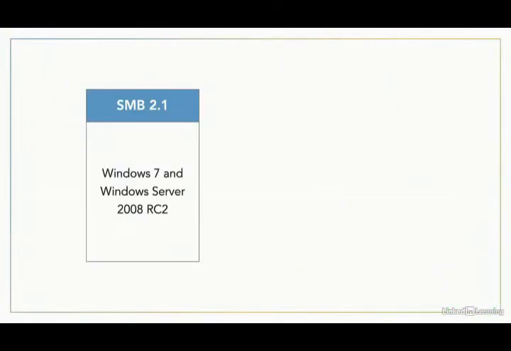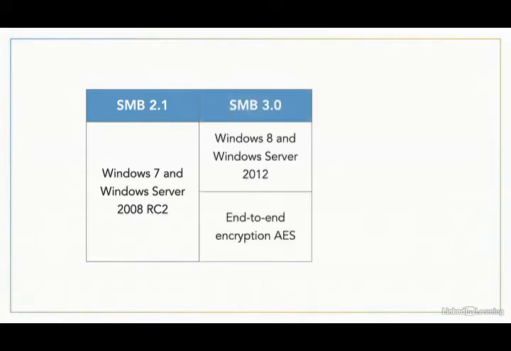SMB 2.1 was introduced with Windows 7 and Server 2008 R2. This brought some performance enhancements. SMB 3 shipped with Windows 8 and Windows Server 2012. This too saw additional performance boosts, as well as some new functionality. Additional security enhancements were seen, including end-to-end encryption using AES signing.